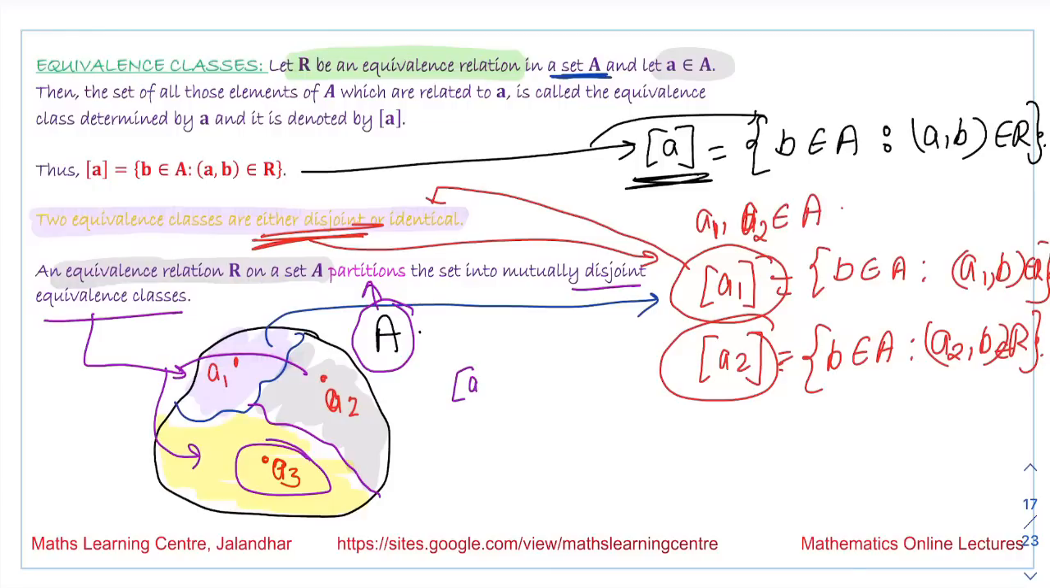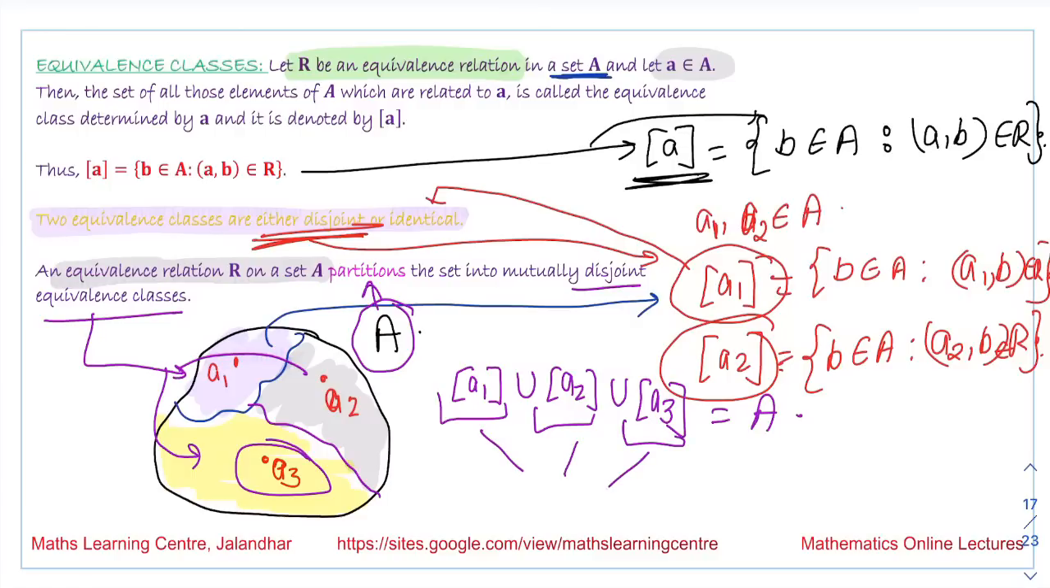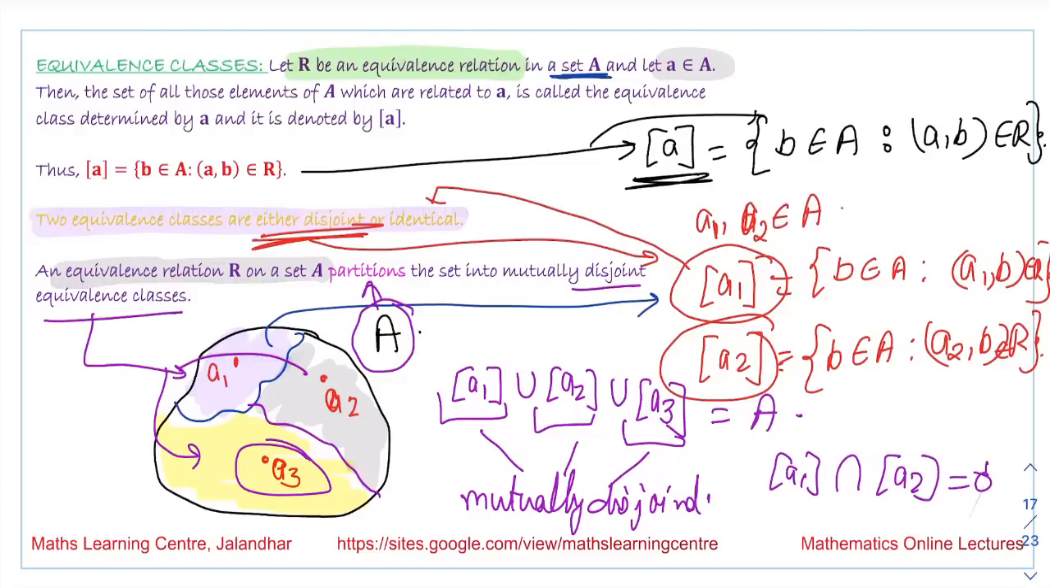That is, the equivalence class of a1, union the equivalence class of a2, union the equivalence class of a3, is equal to A, and these classes are mutually disjoint. Mutually disjoint means that the equivalence class of a1 intersection the equivalence class of a2 is equal to phi. The equivalence class of a2 intersection the equivalence class of a3 is equal to phi. Similarly for the third case.